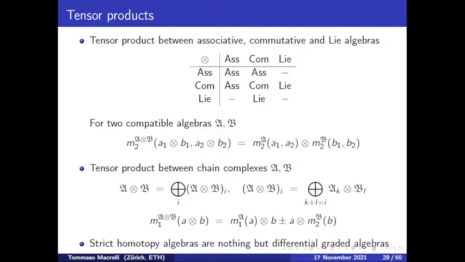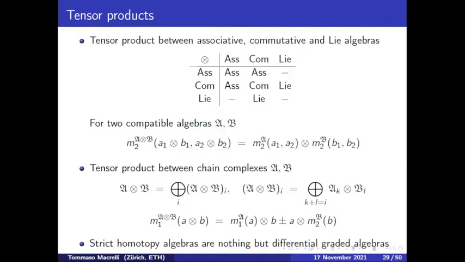Let's take a step back and consider the classical algebras. This little table summarizes the available tensor products between compatible classical algebras and what kind of algebra is the result of the tensor product. And for two compatible algebras, we have this formula here for the product. Next, we have a notion of tensor product at the level of chain complexes. For chain complexes, the tensor product is given by these standard formulas. And this is the differential on the tensor product.